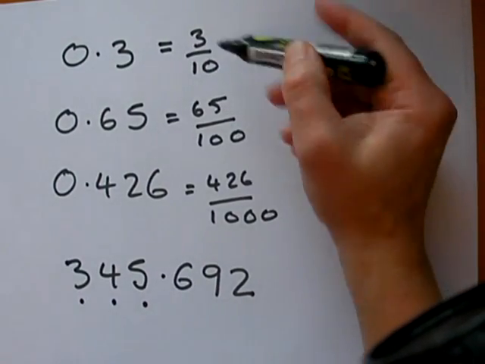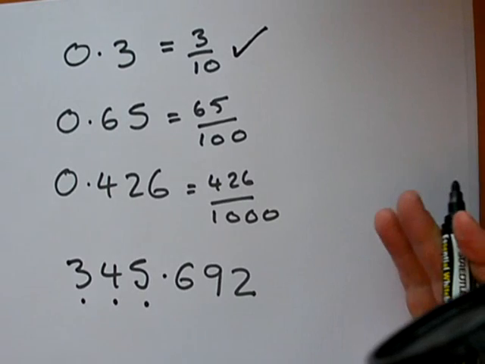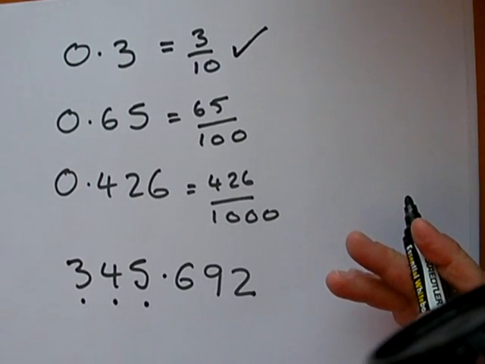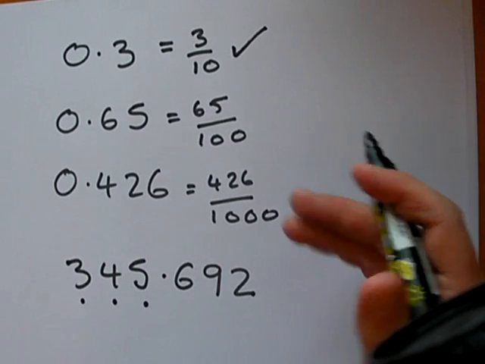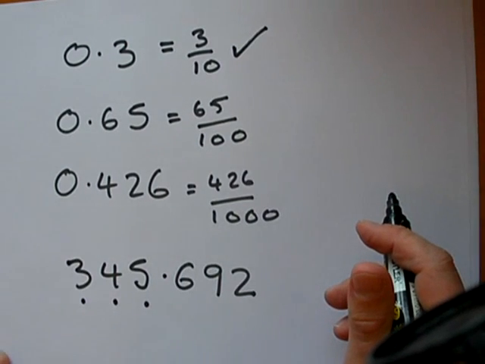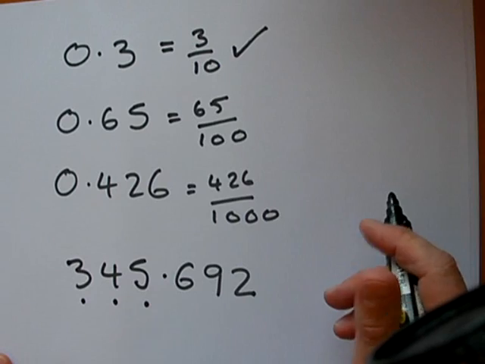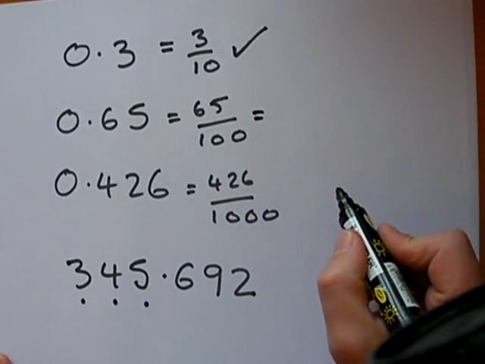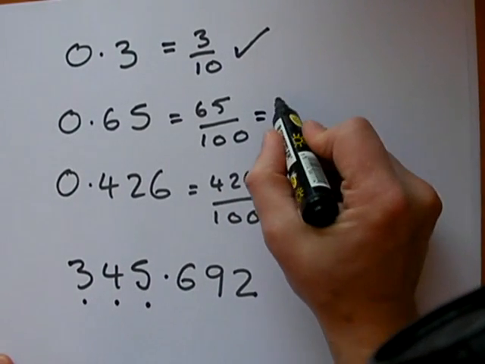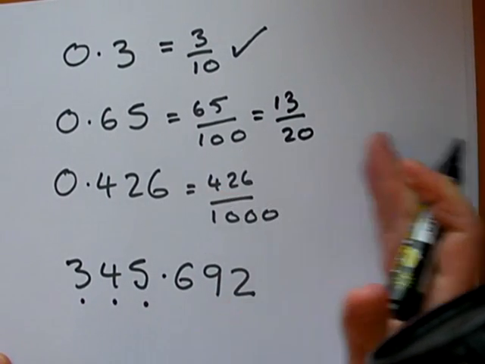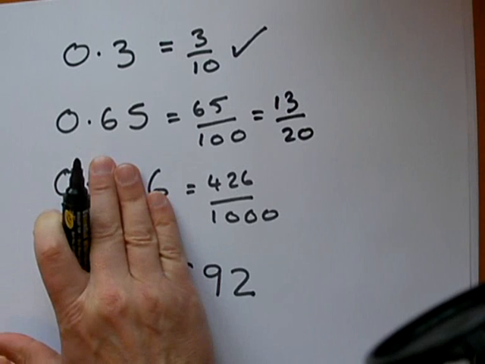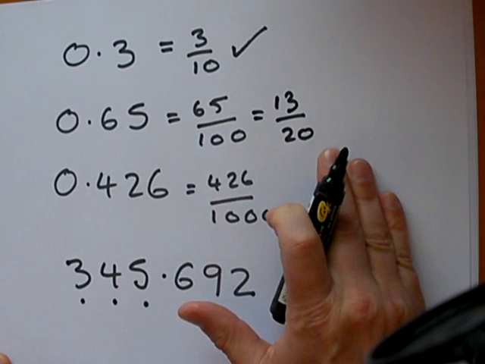Now 0.3 is 3 tenths and we can't do anything with that, but with 0.65 we get 65 hundredths, and we can cancel that down. We can look to see if there's any number that divides into 65 and into 100, and clearly we can divide by 5. So 5s into 65 go 13, 5s into 100 go 20. We've cancelled that fraction down. 0.65 is equal to 13 twentieths.